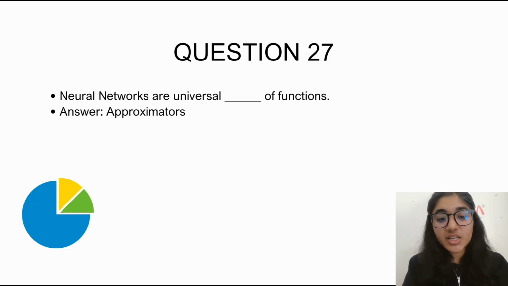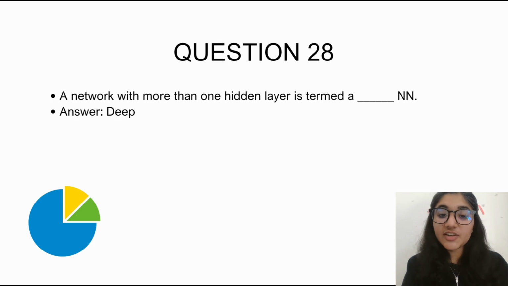Then 27th question is, neural networks are universal dash of functions. So the answer is approximators. The 28th question is, a network with more than one hidden layer is termed as a dash neural network. So the answer is deep neural network.